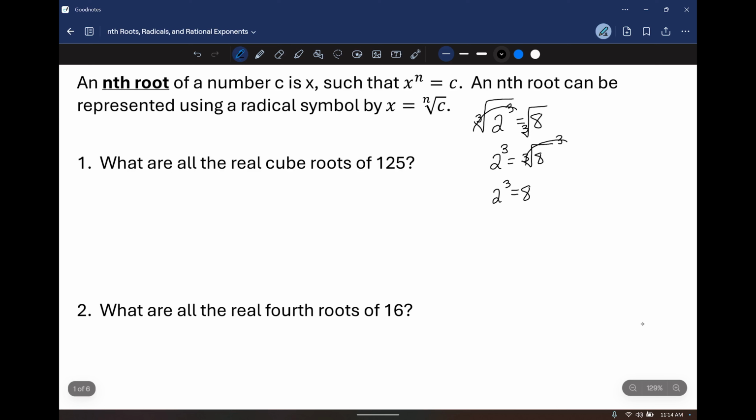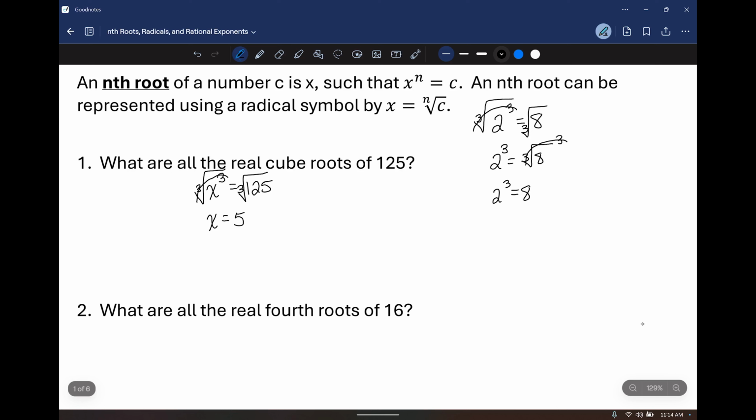So what are the real cube roots of 125? That's like saying what number to the third power is equal to 125. Now, I can solve this by cube rooting both sides and saying to myself, what times itself 3 times equals 125? And the answer to that is 5. Now, this is an odd root. I'm only getting one answer.